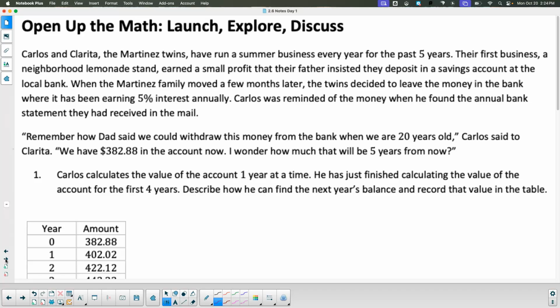Let's talk about Carlos and Clarita now, here on page 25. Okay? Carlos and Clarita are the Martinez twins. They have run a summer business every year for the last 5 years. Their first business was a neighborhood lemonade stand, not a lemon stand, a lemonade stand, and it earned a small profit that their father insisted they deposit in a savings account at the local bank.